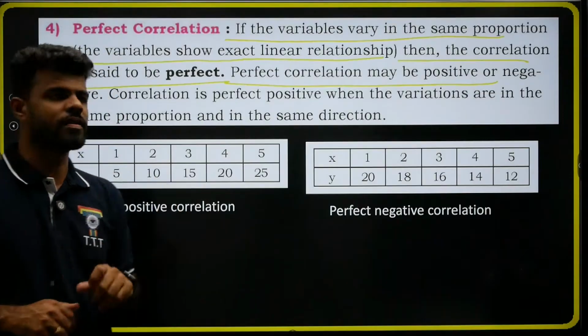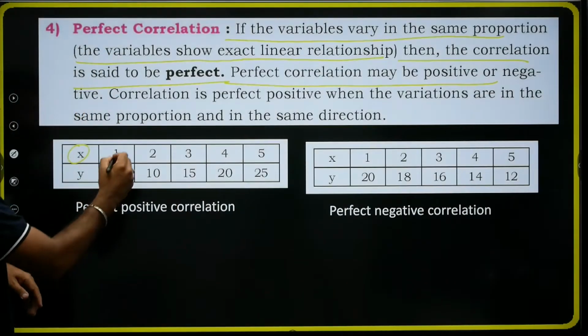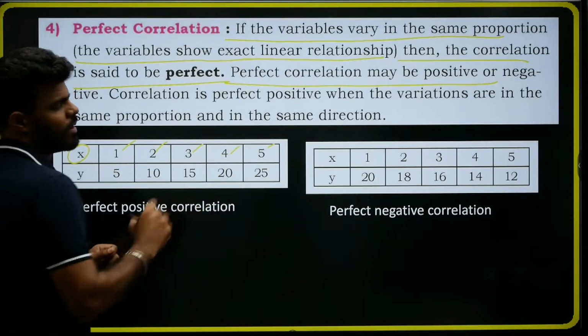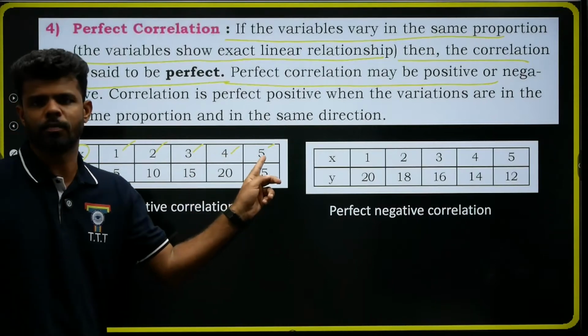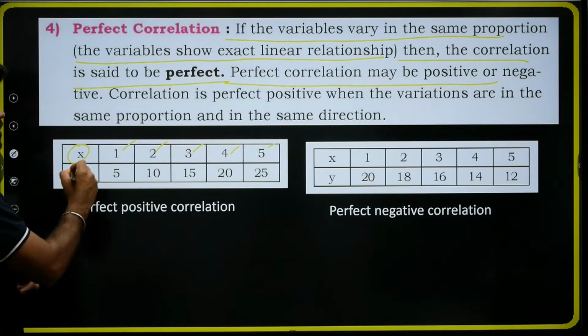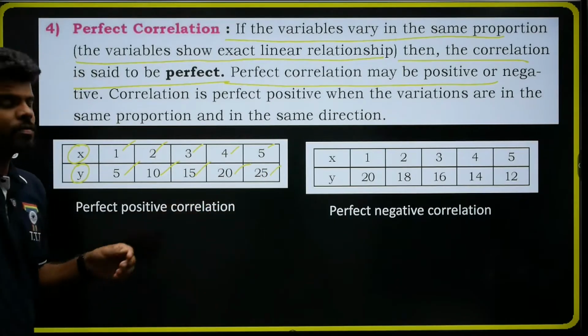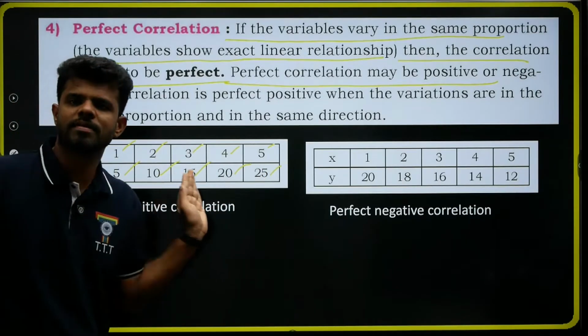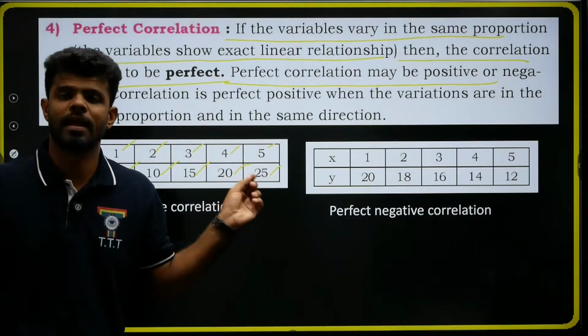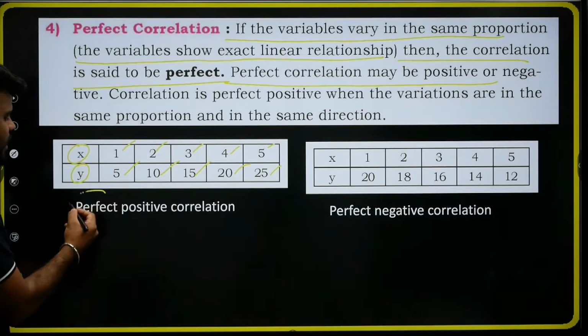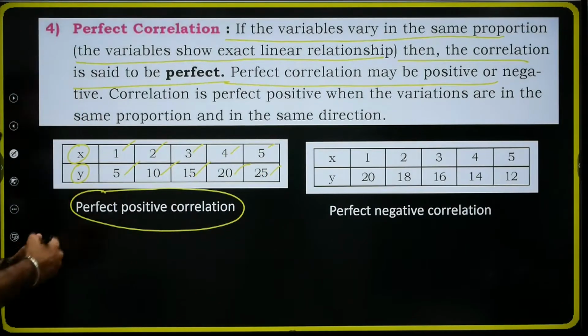See here, the x variable: 1 2 3 4 5. So it is increasing in the same proportion. Similarly, if you see the y variable values 5 10 15 20 25. So both the x and y variables increase in the same proportion. Therefore, it is called perfect positive correlation.